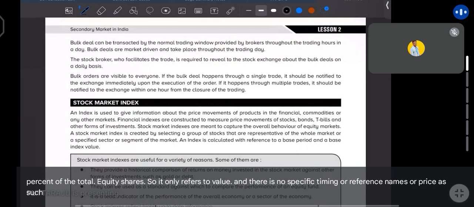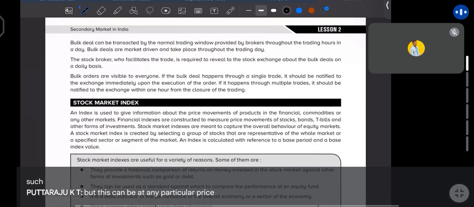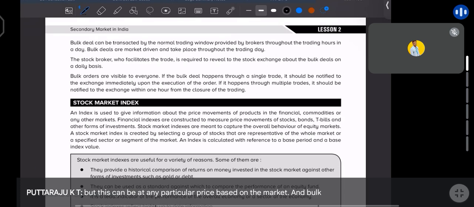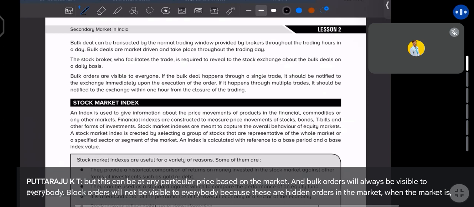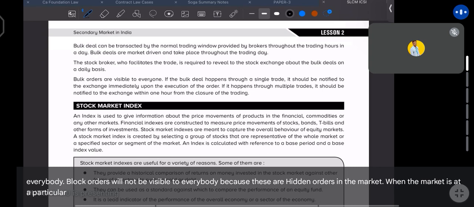Bulk deals can be at any particular price based on the market, and bulk orders will always be visible to everybody. Block orders will not be visible to everybody because these are hidden orders in the market when the market is at a particular time slot.